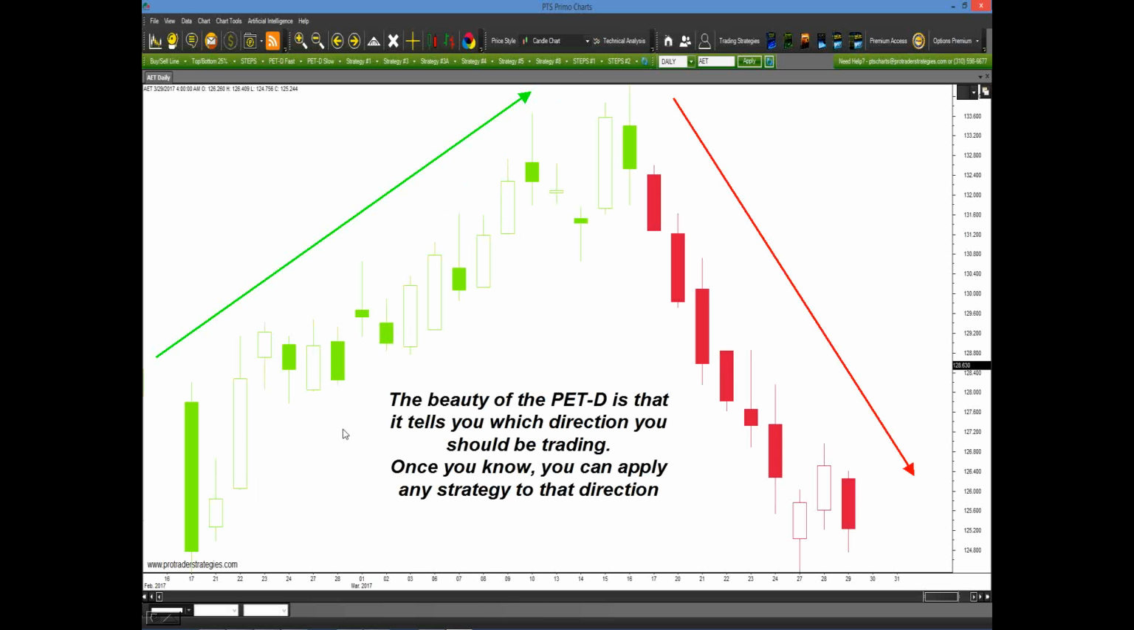And as we tell you right here, as you can see, the beauty of the PET-D is that it tells you which direction you should be trading. And once you know that, you can apply virtually any strategy to that direction. So we knew well in advance, way back here, that we were in an uptrend, and we knew well before the downtrend really hit these bottoms here that we were going to be going lower up here.